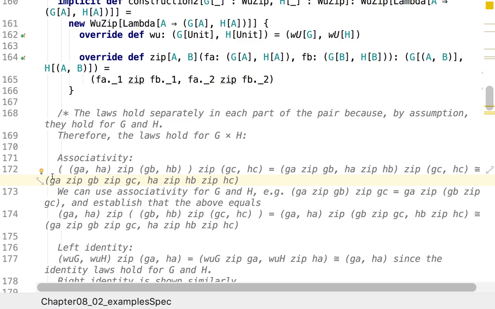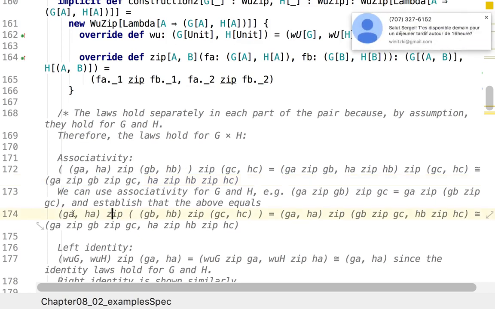So I don't need to write parentheses like this. I don't have to write it like this. It doesn't matter if I write it like this or if I write it like this. The result is guaranteed to be the same already by associativity in the functor G. So also here in the functor H, I don't write the parentheses. And clearly, these expressions don't depend on the order in which we zip.